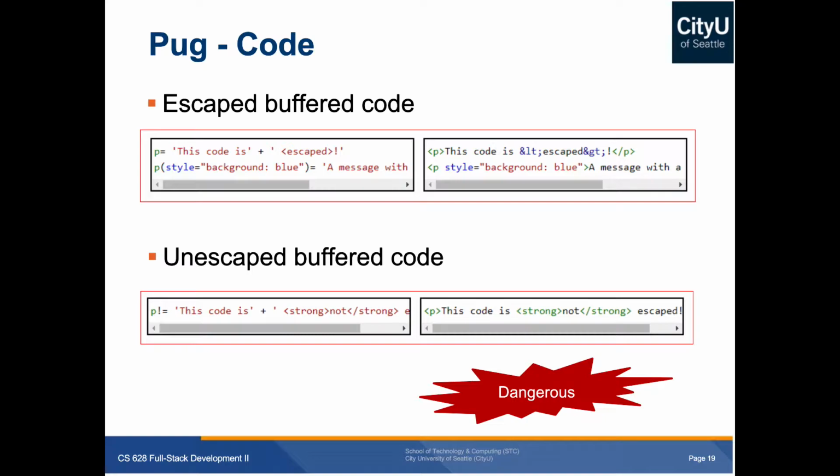So the escaped buffered code shows like this, where you concatenate two strings together with the plus operator, right? And that would show as an ampersand LT, and the other part is the ampersand GT. So those are basically escaping the greater than and less than symbols, right?